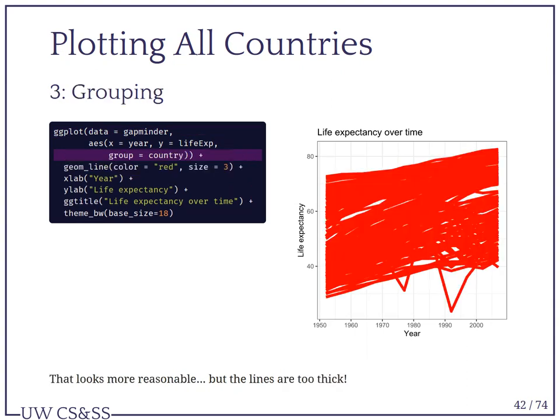What we'll need to do is add to the aesthetic group equals country. That way, the conceptual idea that these numbers in our data are related to these other values in our data that we call country can be represented in the plot. Since they're all set to be red, it still looks like a big jumble, but we're getting there.